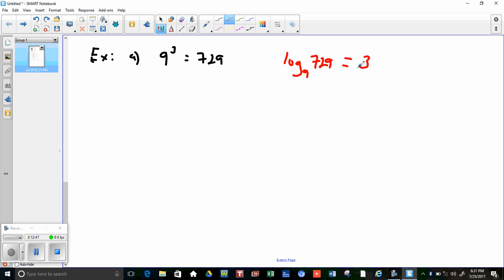And you can always go back and double check. 9 to the 3rd equals 729. I didn't write the little arrows here, but that's what you would do.